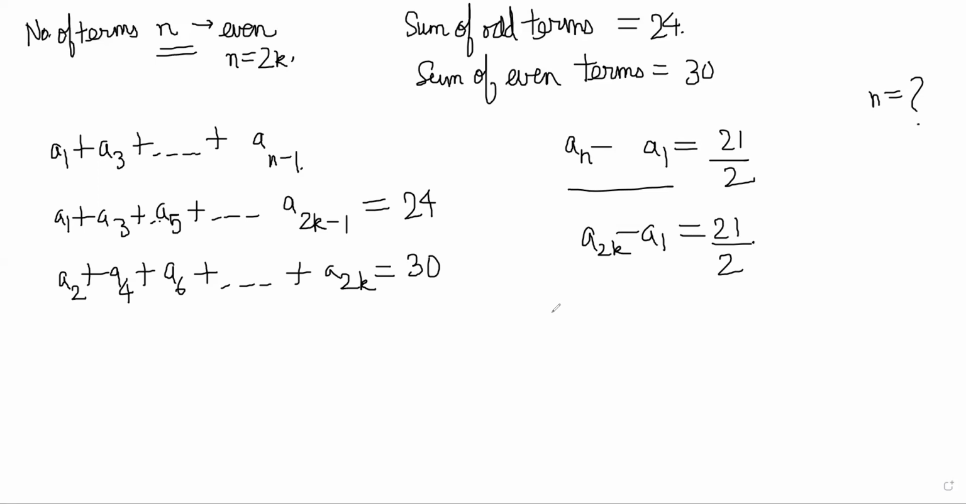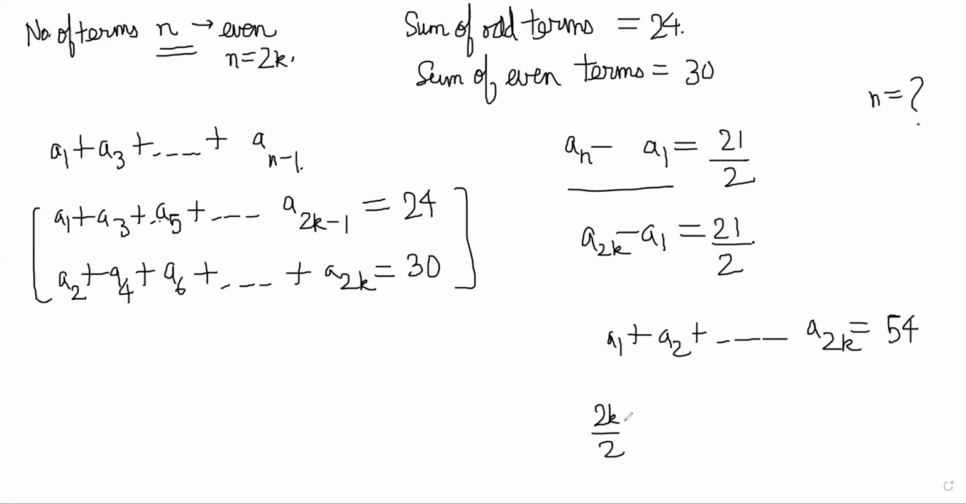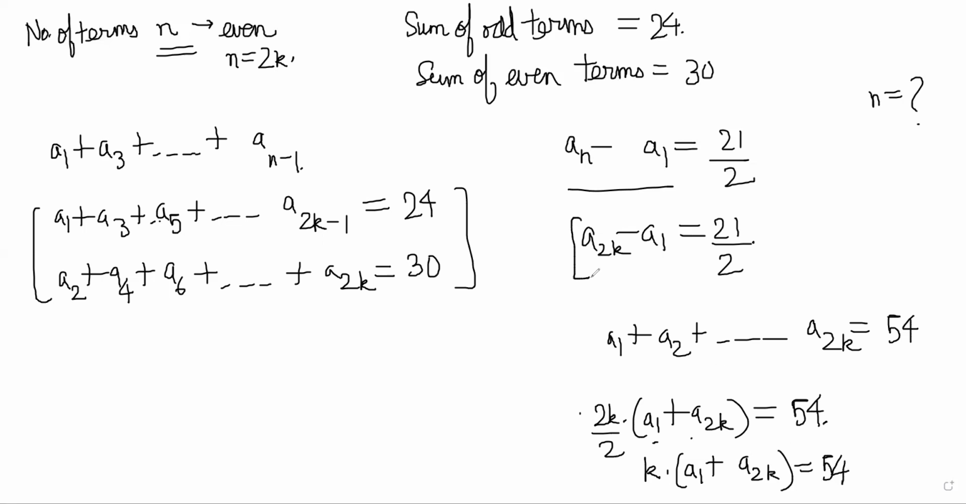Obviously, the total sum of the series is 54. So a1 plus a2 till a2k is equal to 54. So that will be basically 2k by 2 times a1 plus a2k. N by 2 times first term plus last term, that is the sum of an AP. So we are getting k into a1 plus a2k is equal to 54. And from here, we are getting a2k minus a1 also, right?